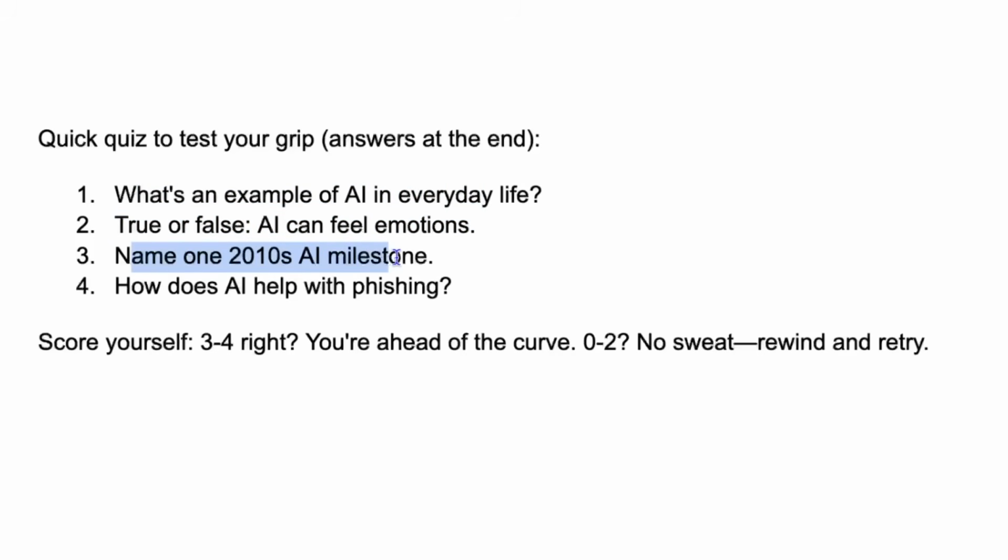Name one 2010 AI milestone, which you can refer to by either Googling or just reviewing the contents of the history portion of this video. And how does AI help with phishing? That's also something that you can answer either by actually asking AI how it helps with phishing, right? Go ask Grok, right? How does AI help with phishing? That could be a really easy way to get an answer. And then based on that, see which ones you actually got right? So 3 out of 4 right, then you're pretty solid.